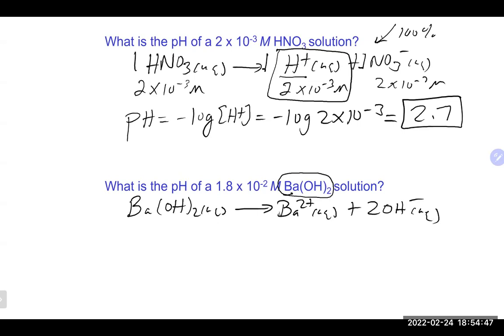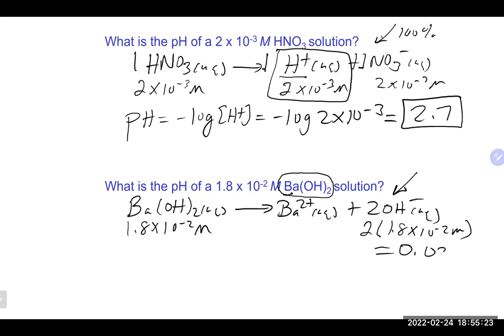That's important because in this case, to get us to the pH, we actually need the OH minus concentration, so we can calculate the pOH. That means that the barium hydroxide is 1.8 times 10 to the minus 2 molar. It is a 1-to-2 relationship for the hydroxide, which means you do need to multiply that number by 2 to get the correct hydroxide concentration in that solution. That would be 2 times 1.8 times 10 to the minus 2, which gets you an actual concentration of 0.036 molar for your OH minus.